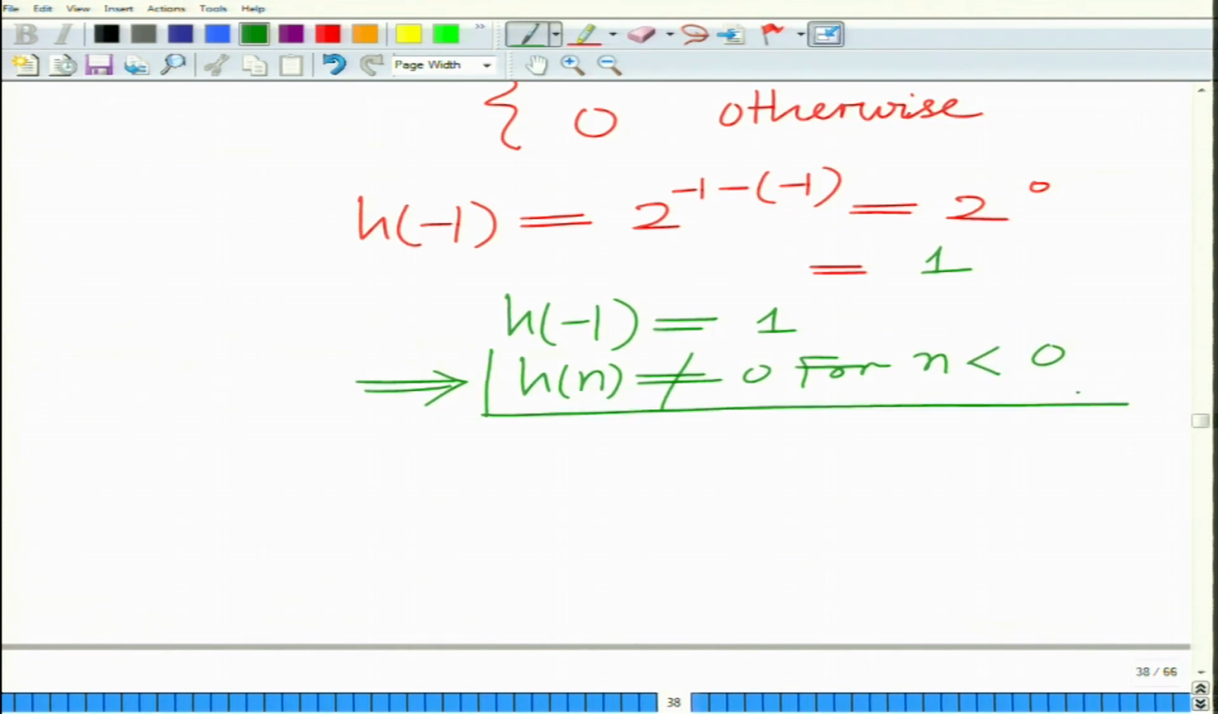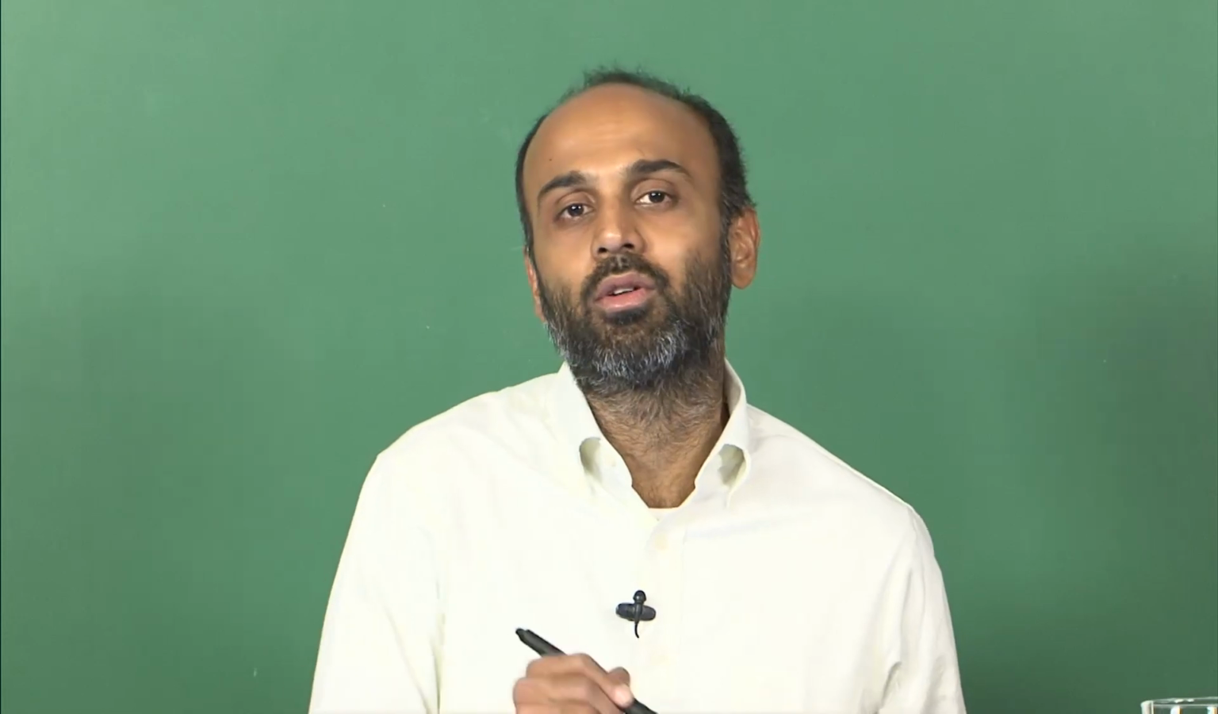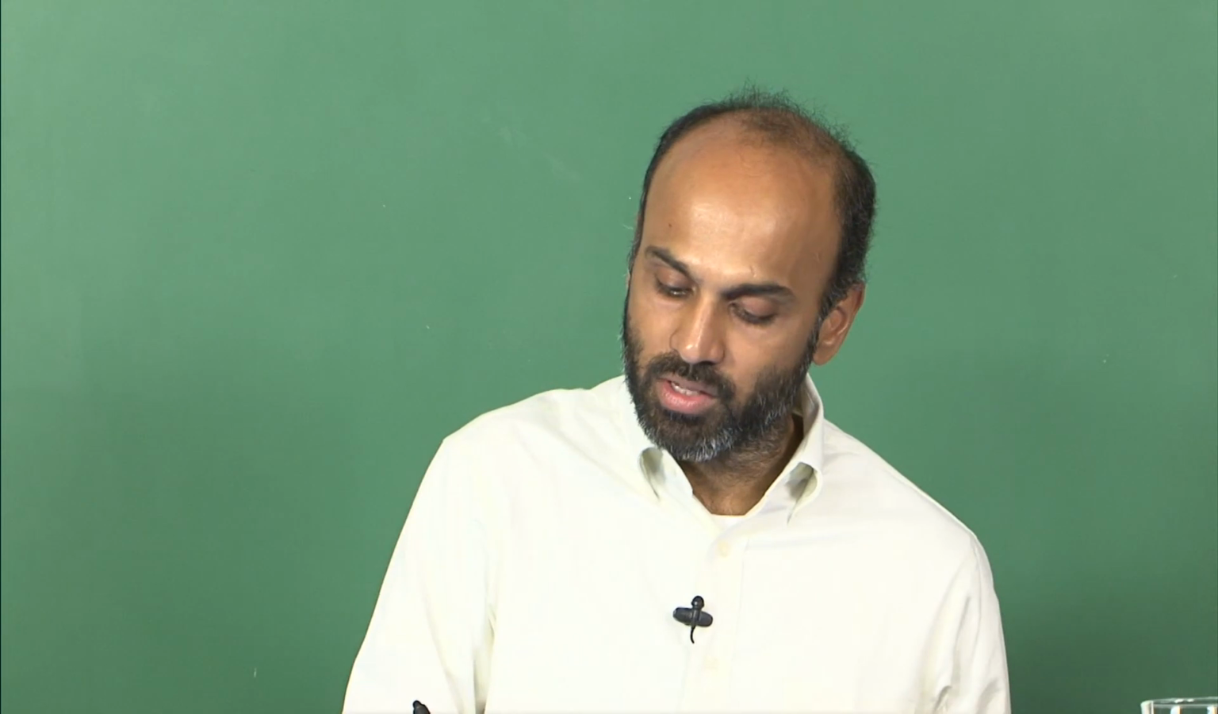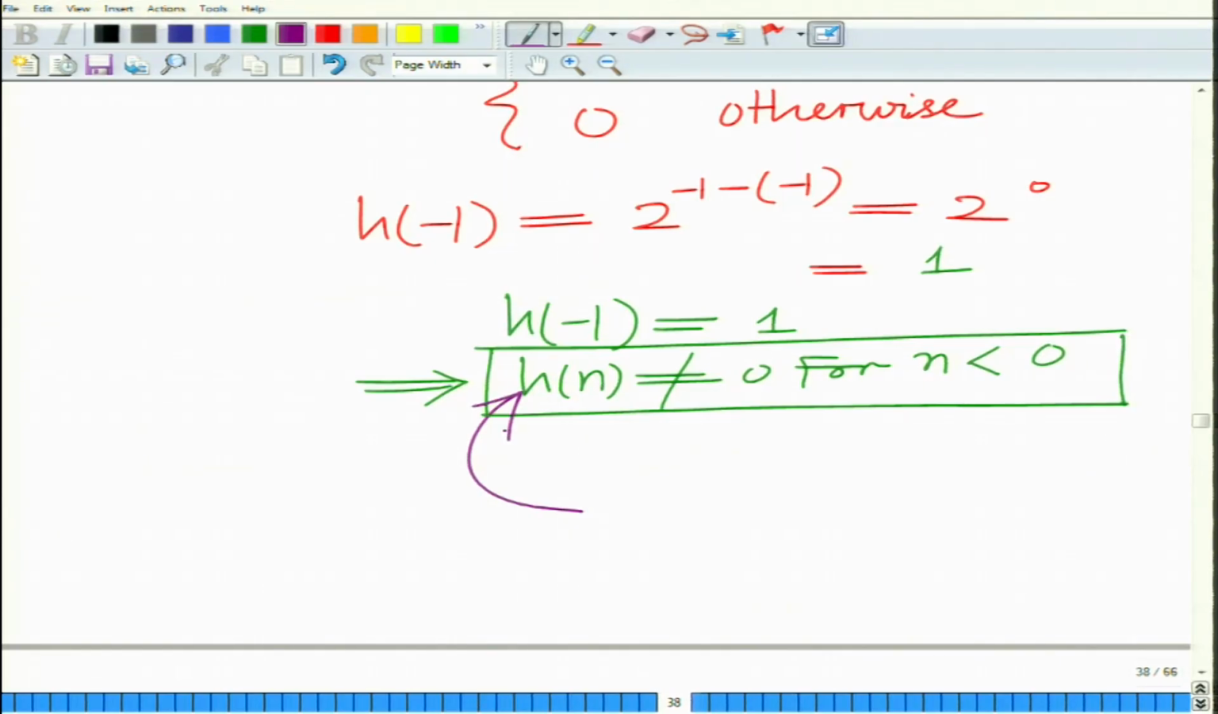So, this implies, since we have h of minus 1, the impulse response at time instant n equal to minus 1 is 1. This implies that h of n is not 0 for n less than 0. Since the impulse response is not 0 for time less than 0, the resulting LTI system is non-causal. This follows from the property of LTI systems. Therefore, the system is not causal.